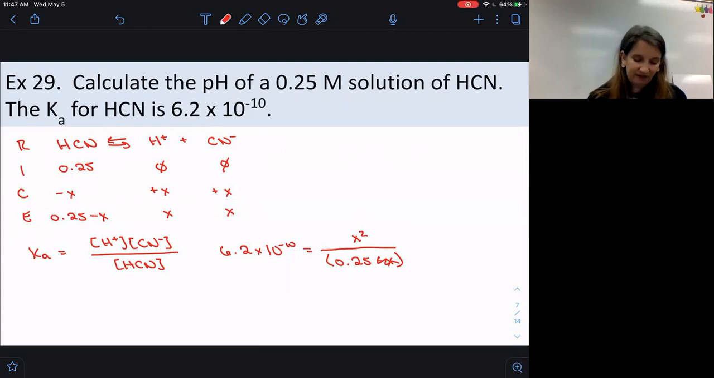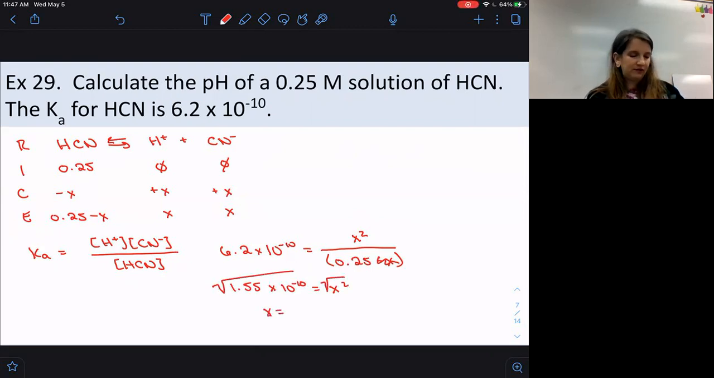And I would get 1.55, I'll do sig figs at the end, 1.55 times 10 to the negative 10 equals X squared. So then I've got to get X by itself, so I'll square root both of these. The square root of that answer is going to be 1.2 times 10 to the negative 5th.